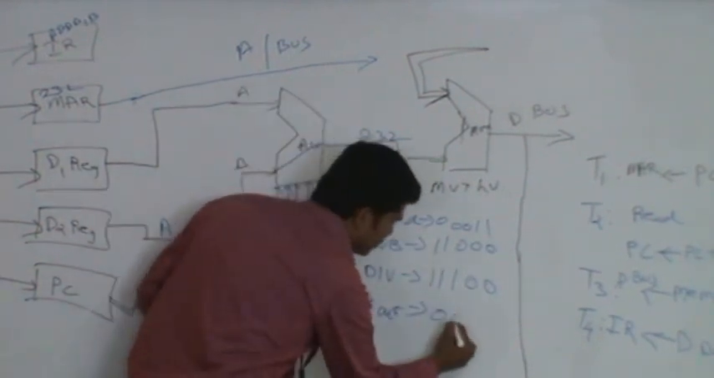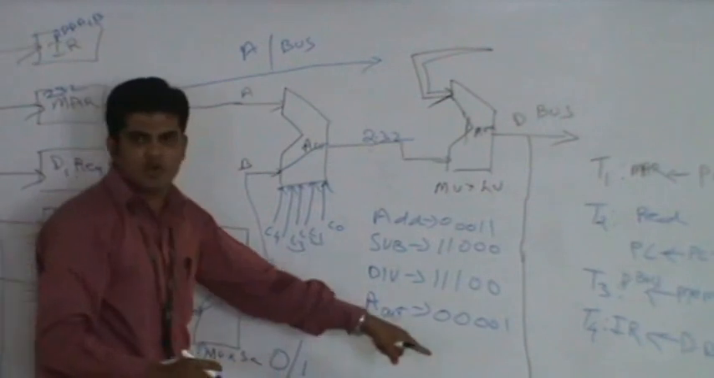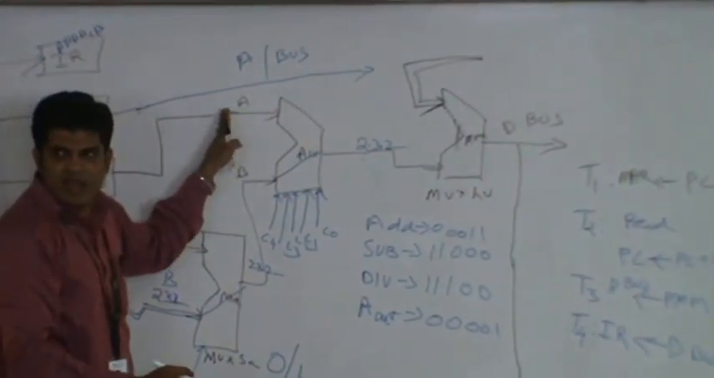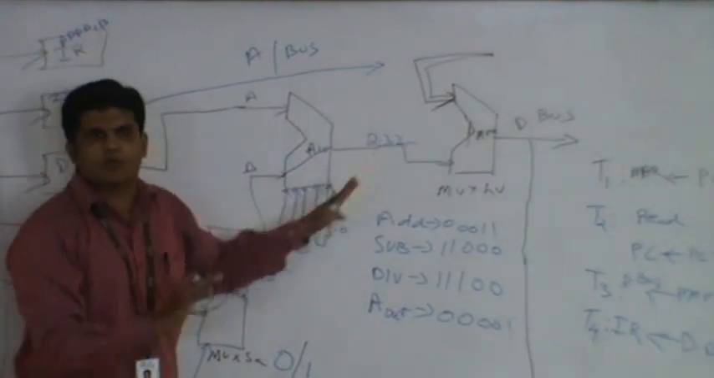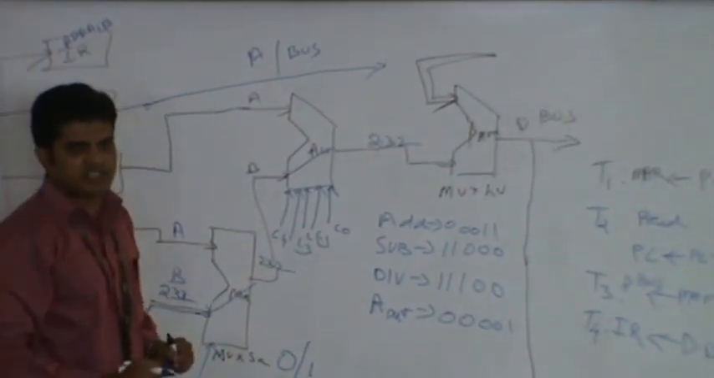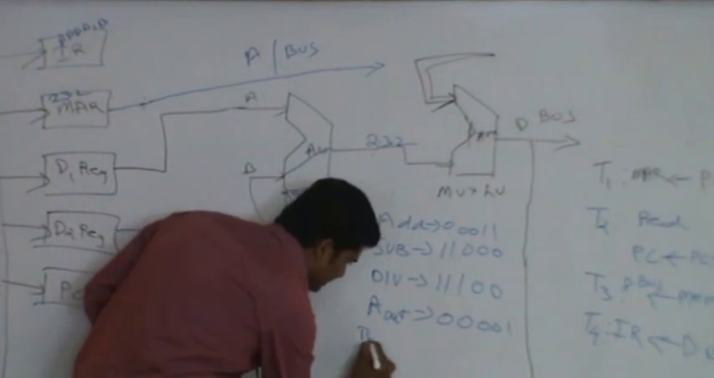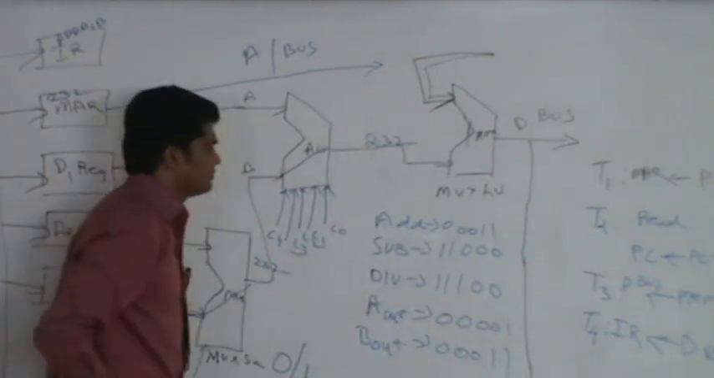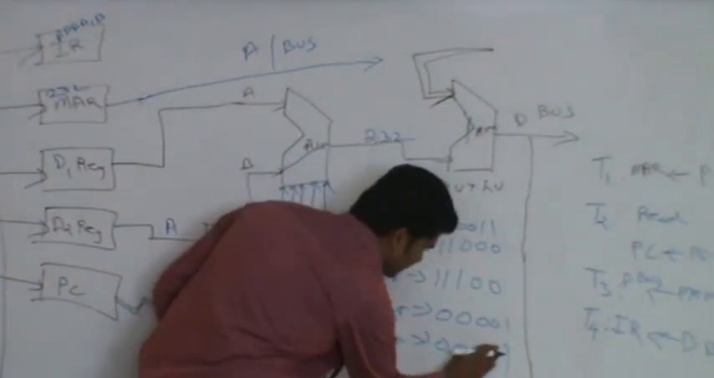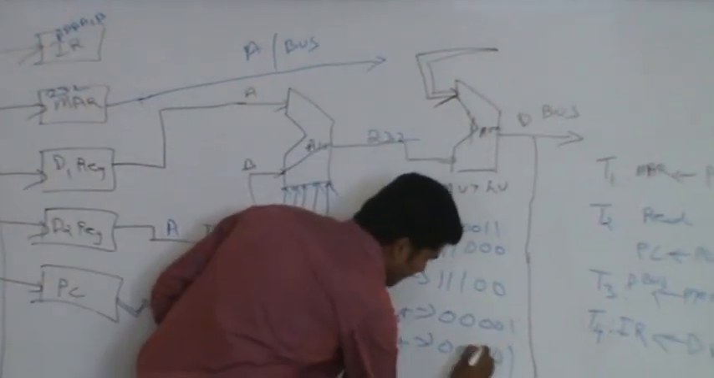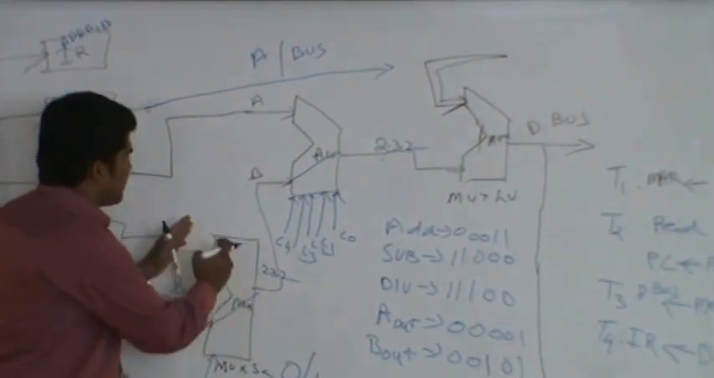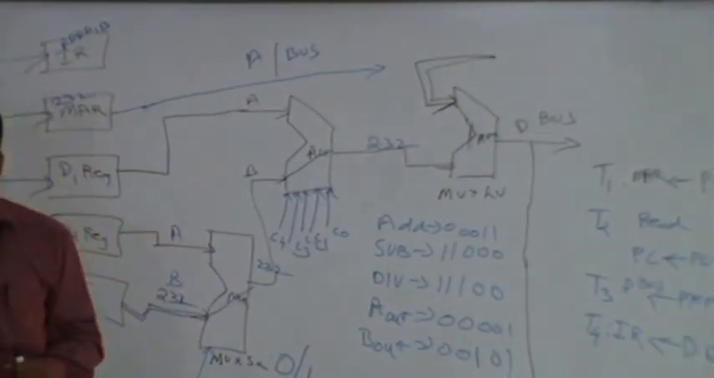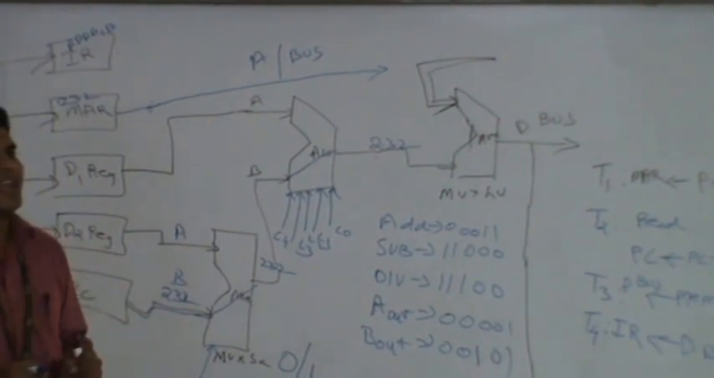Consider the code is 00001. If the code is 00001, the data from A will be passed on to the output without performing any operation. If the code is 00011, because 11 is here, we will have it as 101. The data from B will just be transferred to the output without performing any ALU operation.